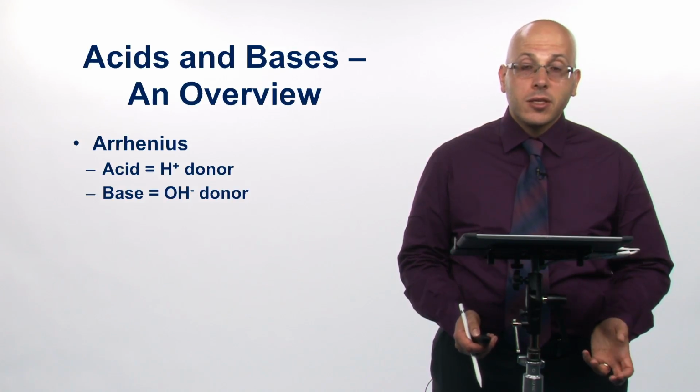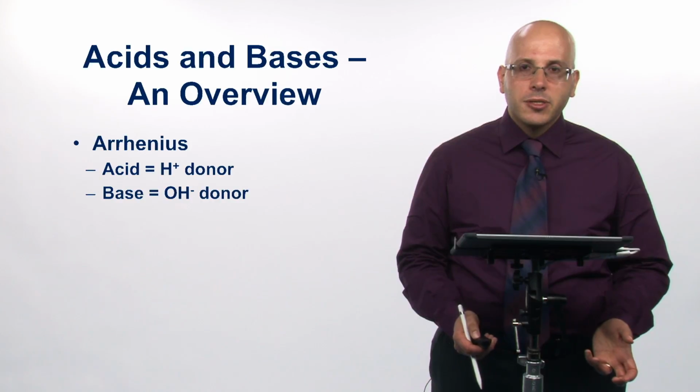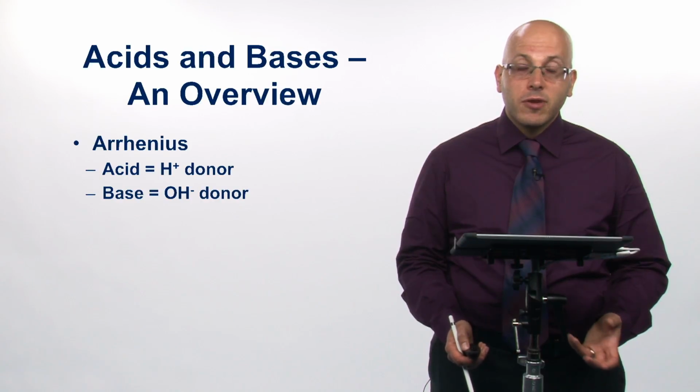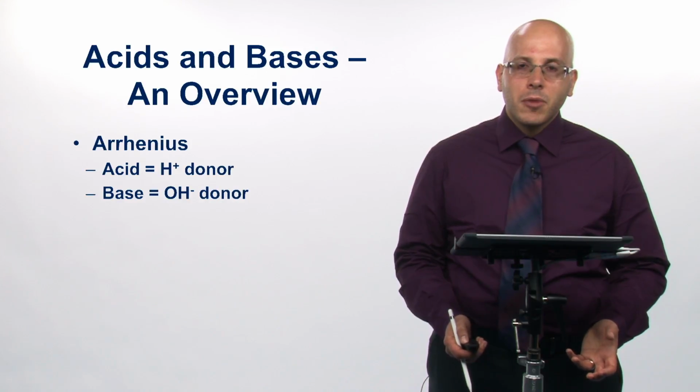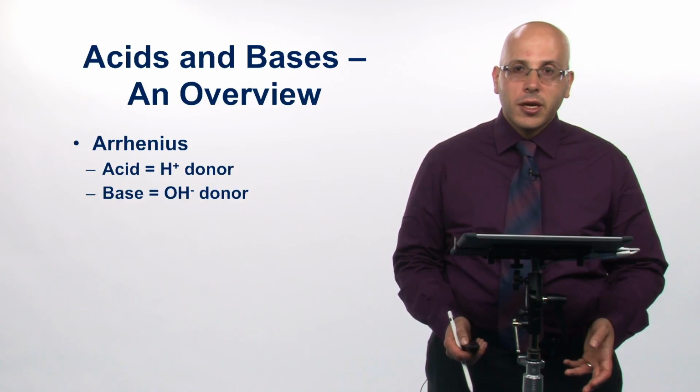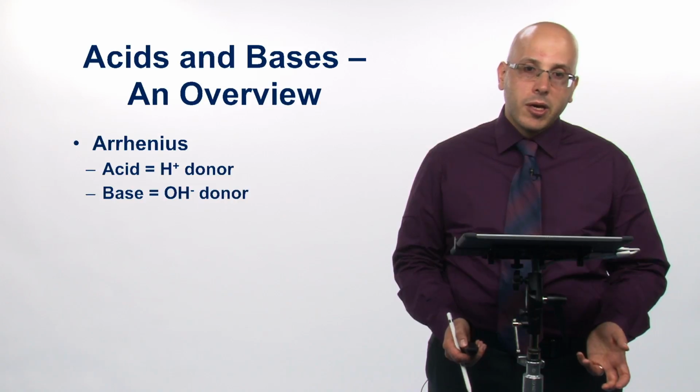Okay, for example, HCl can break apart into H+ and Cl-. So there's my source of H+ ions. Or something like sodium hydroxide, NaOH, can break apart into sodium ions and hydroxide ions. So there's my source of OH-.